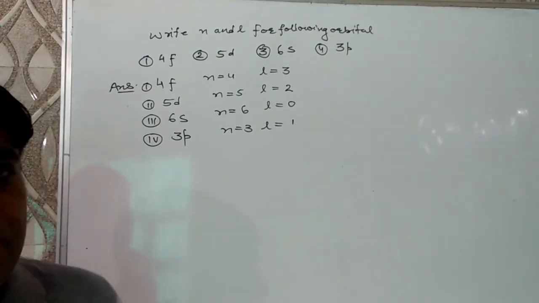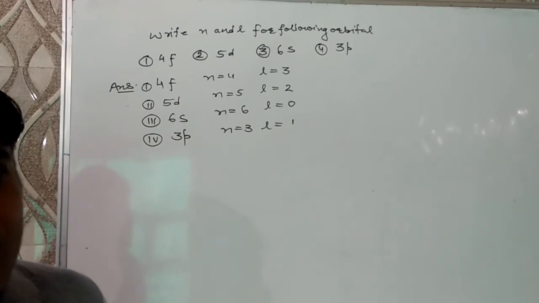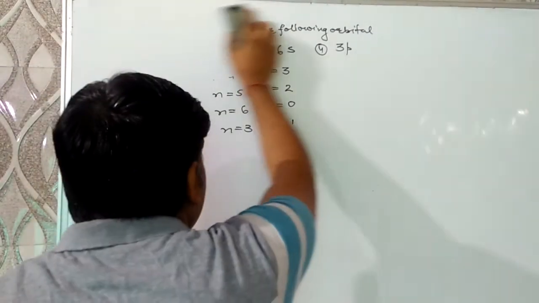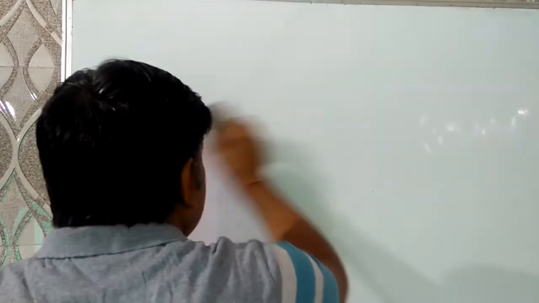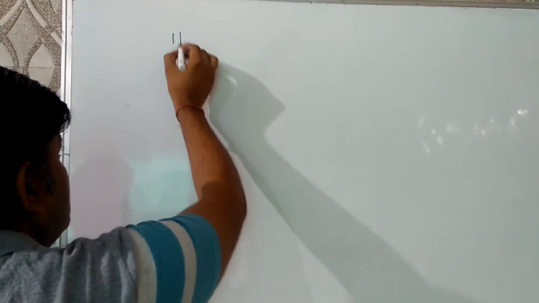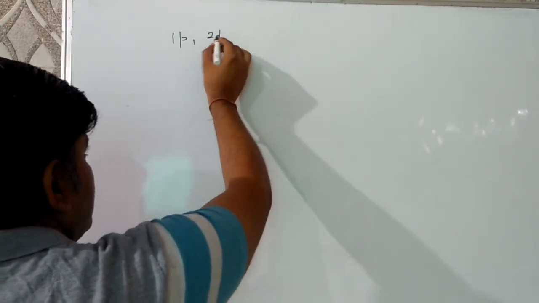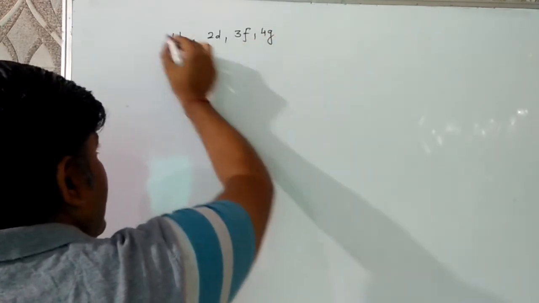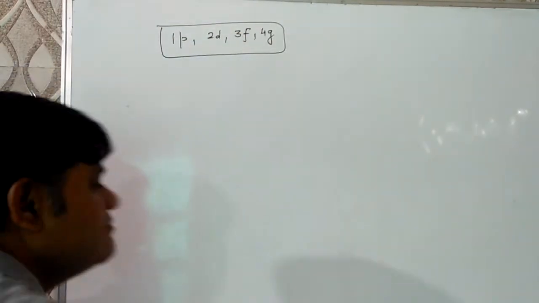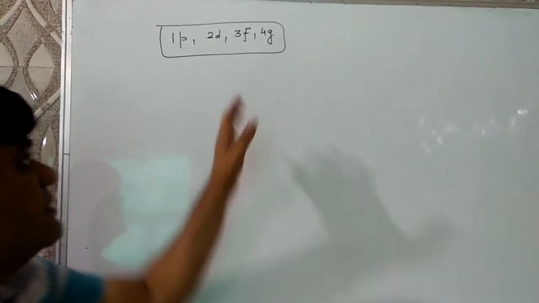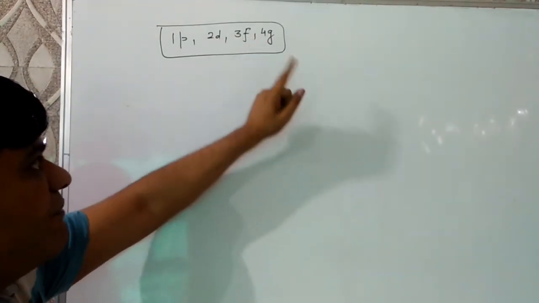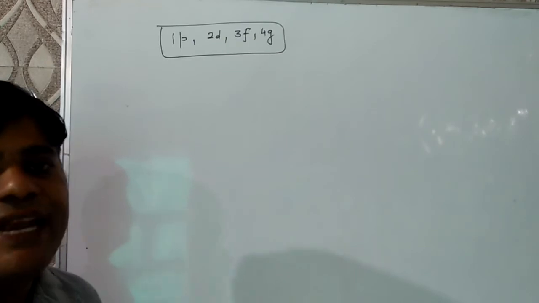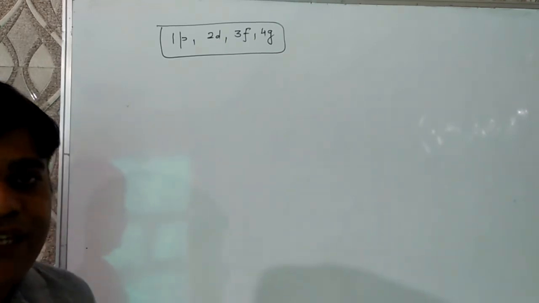I have mentioned to you that the azimuthal quantum number can never be greater than or equal to the principal quantum number. On the basis of this, a question might be there: 1p, 2d, 3f, and 4g subshells can never exist. Why? The reason is a simple one.